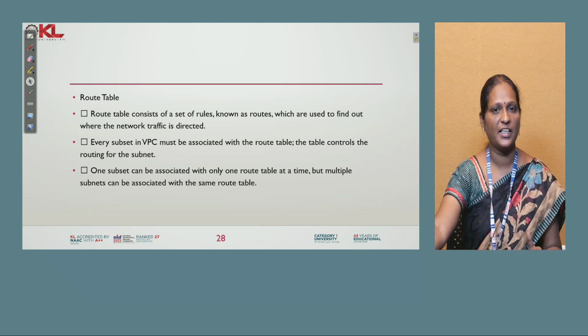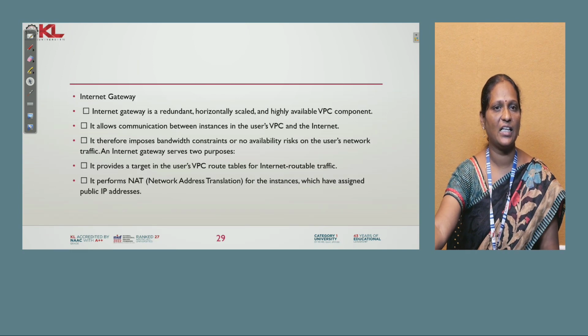So one subnet can be associated with only one routing table at a time, and multiple subnets can also be associated with the same routing table. So this is the logic here, because any subnet can communicate with any other subnet also. And there is an internet gateway.